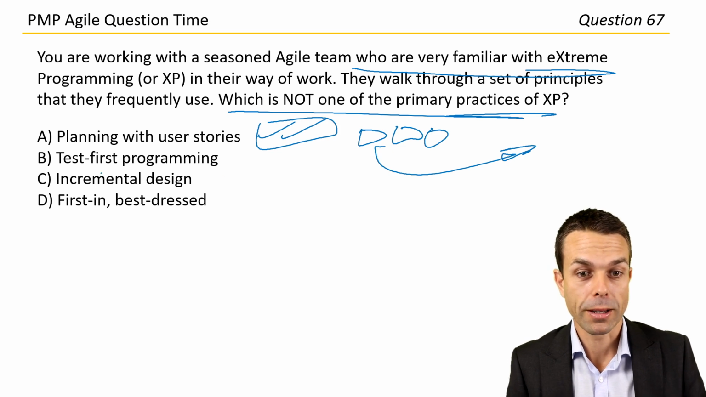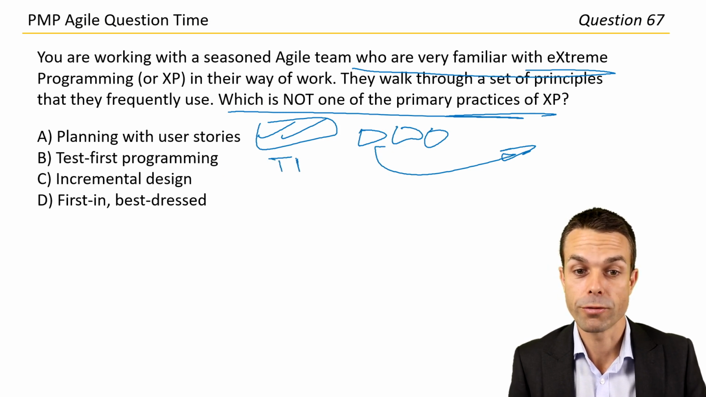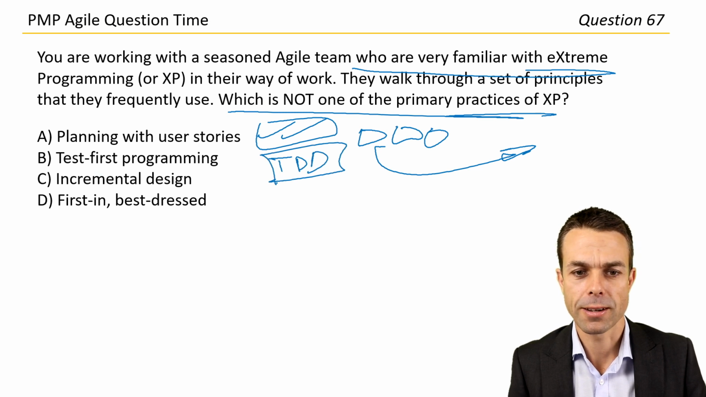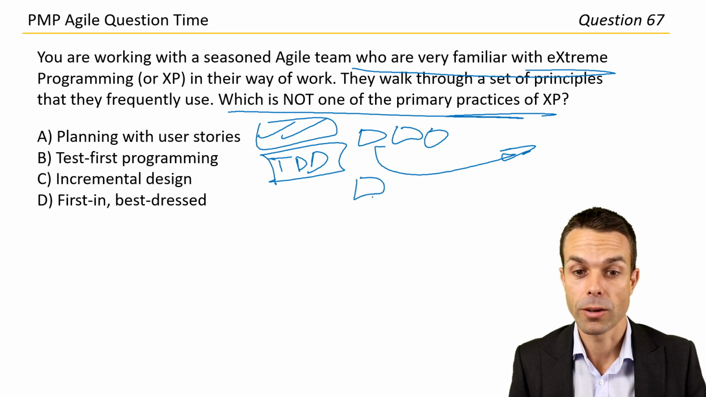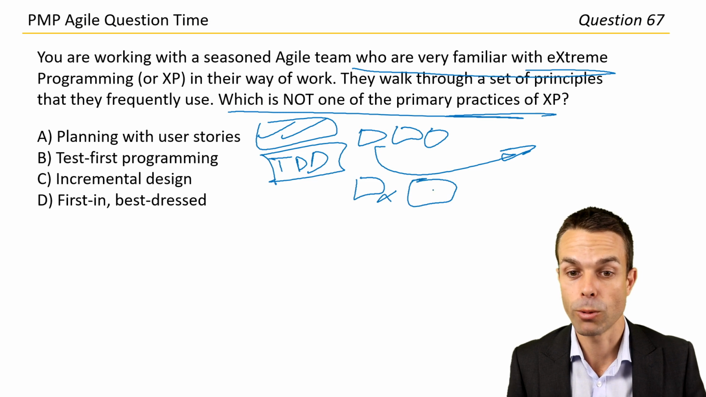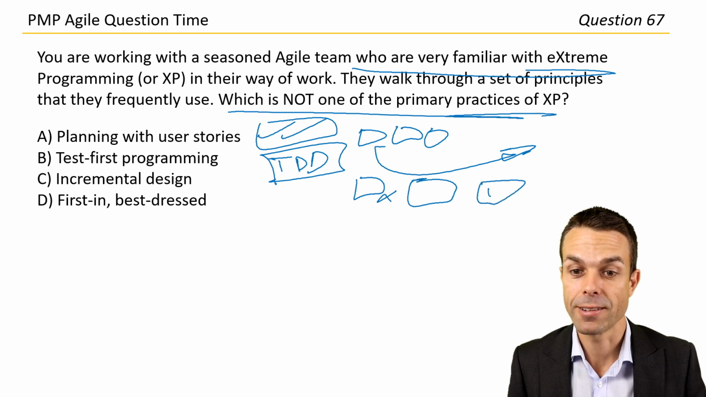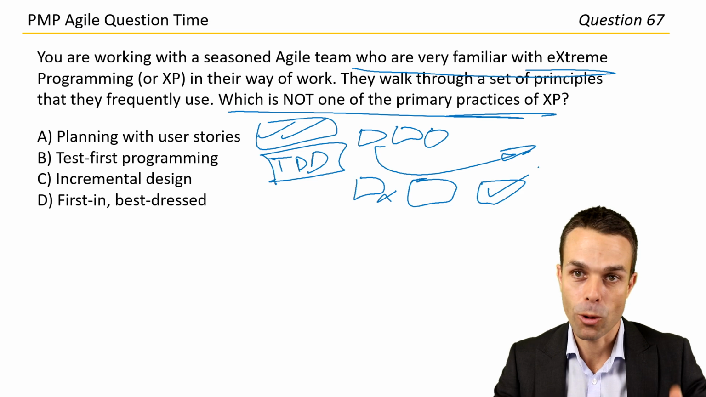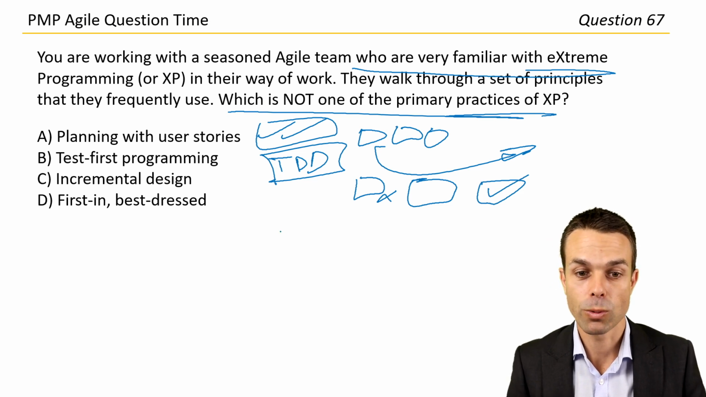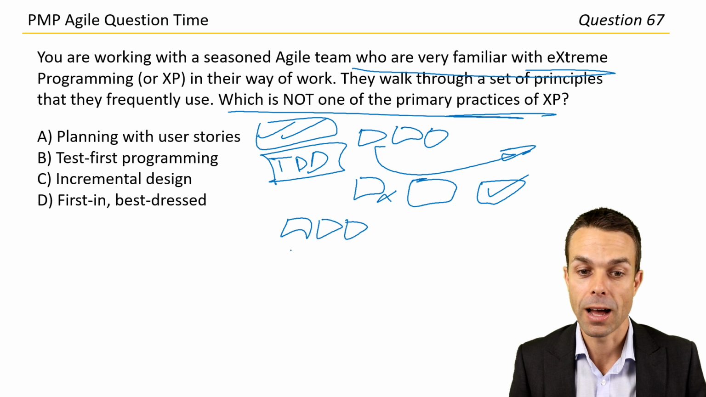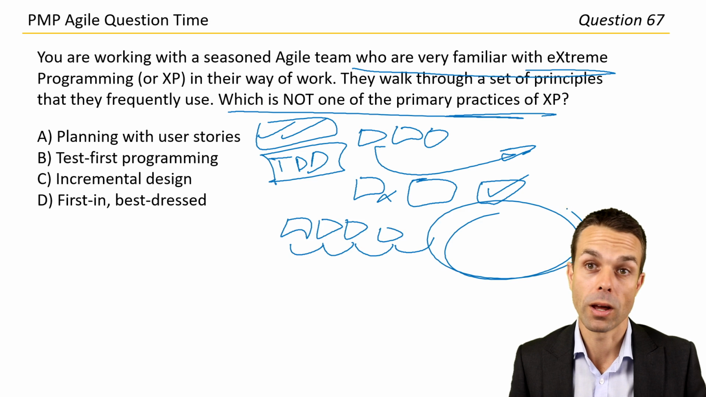Test first programming. So test driven. Is it test-driven delivery? Yeah, or something similar to that, TDD. But that's where we're testing, and then the test will fail. Then we're coding the change that we want, and then we're testing again, and the test will pass. So that's how we're doing test-driven delivery. Incremental design. Yes, we're wanting to design in increments, and then release, and then release, and then release. We're not just releasing in one big bang.